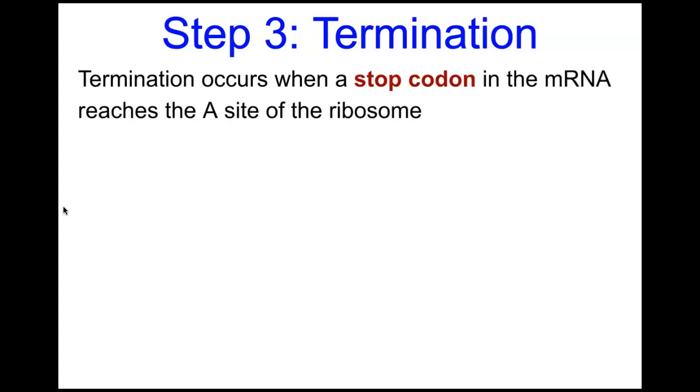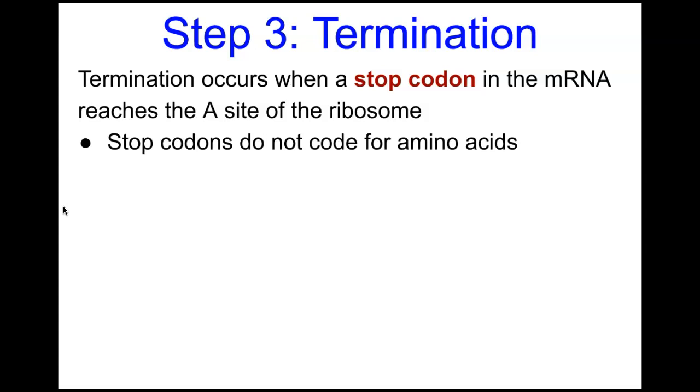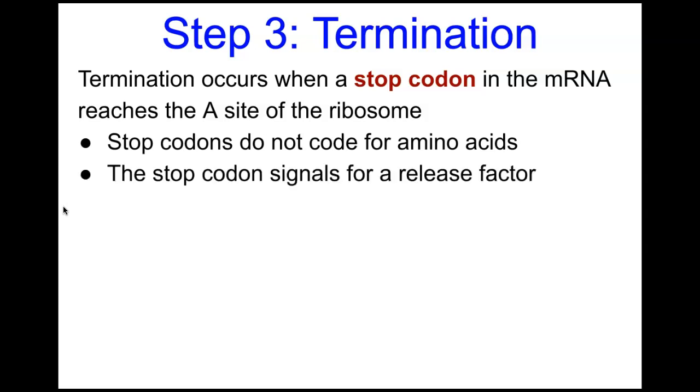And when that stop codon comes into play, that's when we reach the third step of translation, which is known as termination. So termination occurs when a stop codon in the messenger RNA reaches the A site of the ribosome. Stop codons do not code for any particular amino acid. The stop codon signals for a release factor.